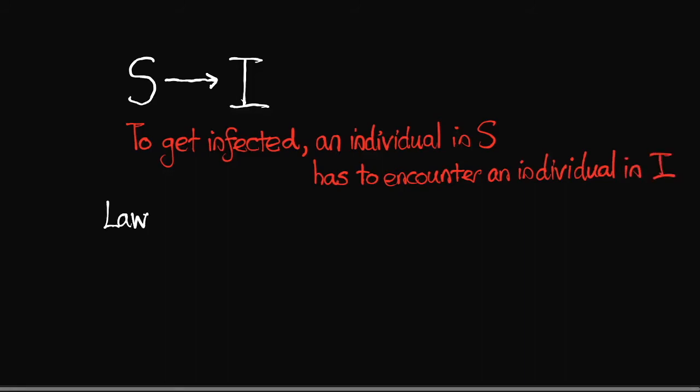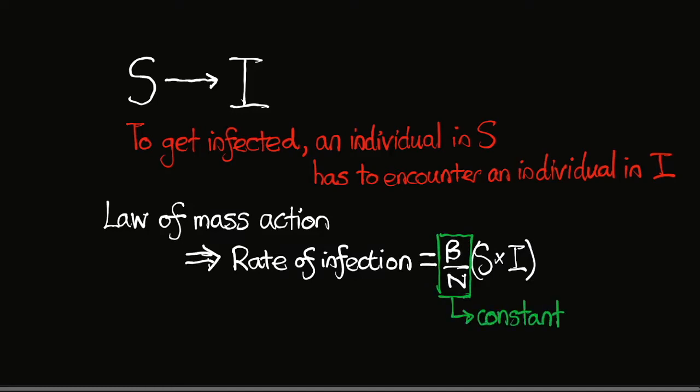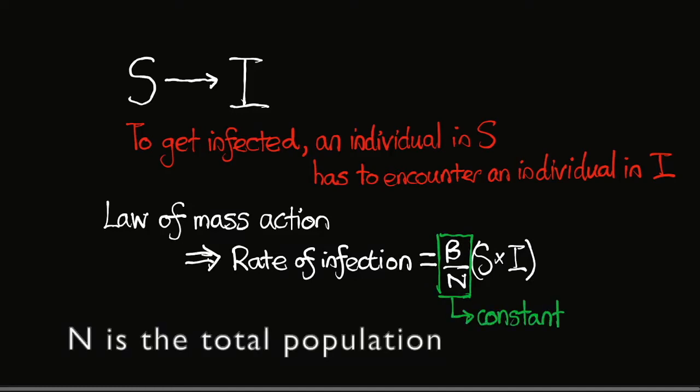So the law of mass action tells us that the rate of people getting infected is proportional to the number of people in S, the susceptible population, times the number of people in I, the infected population. Now that means that the rate of infection we can write as beta over N times S times I. Beta over N here is a constant. In particular, N is just the total population.